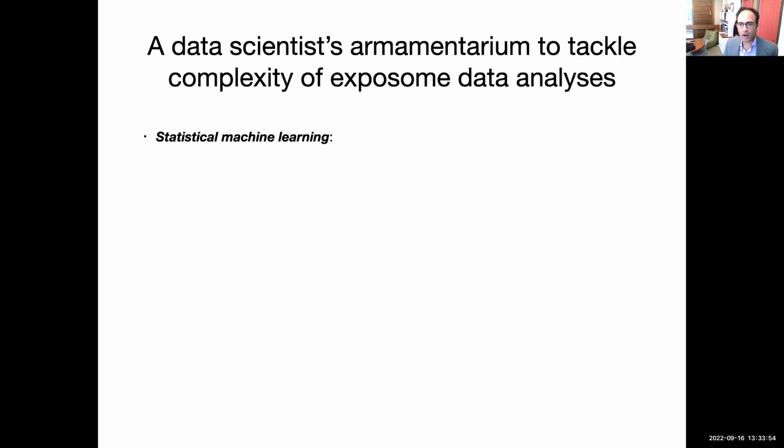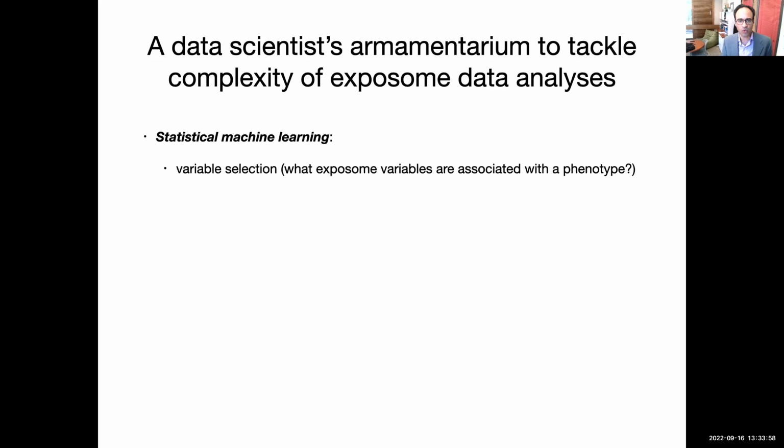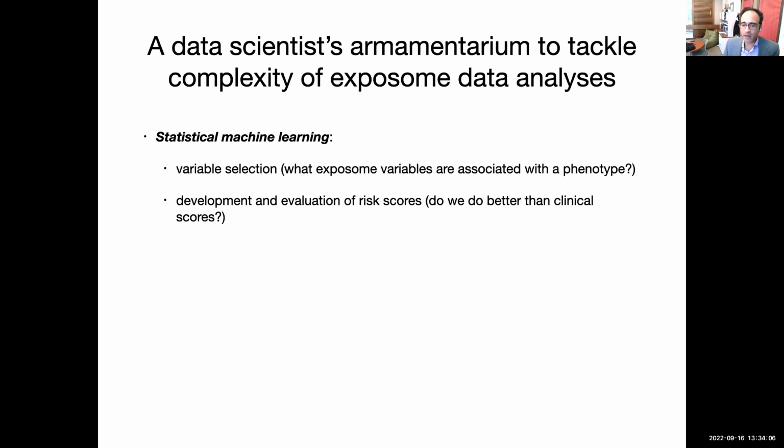Okay, so what's in our current toolbox to tackle the complexity? I'd say that existing tools like statistical machine learning, figuring out what exposome variables are associated with a phenotype, like in a variable selection exercise, development and evaluation of risk scores, figuring out if things are actually translatable. Do we do better than clinical scores, for example? Assessing the complex correlation between exposures and mixtures and deconvolving that with sociodemographic factors, for example.